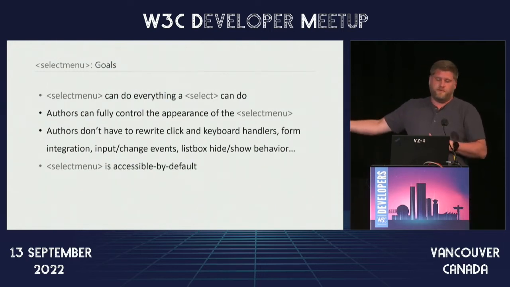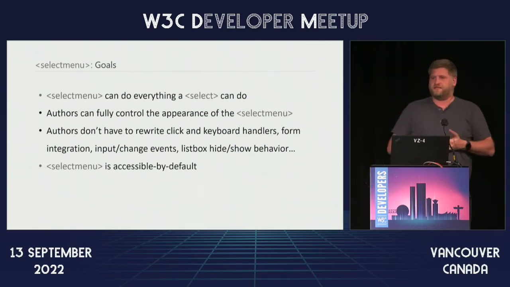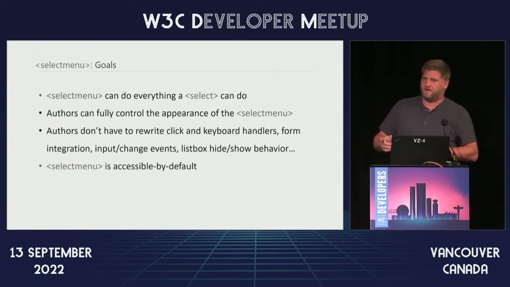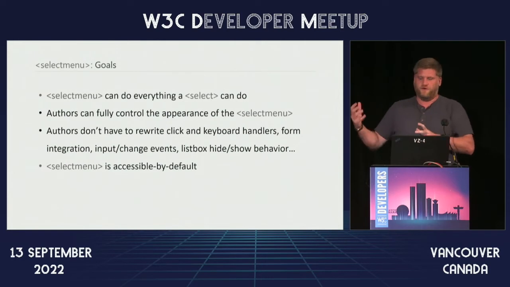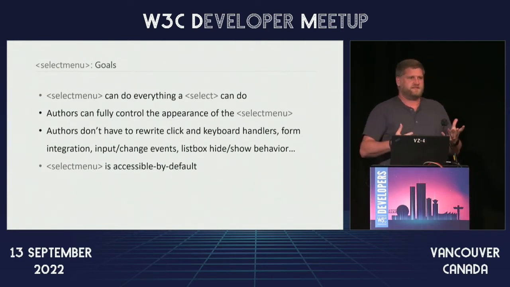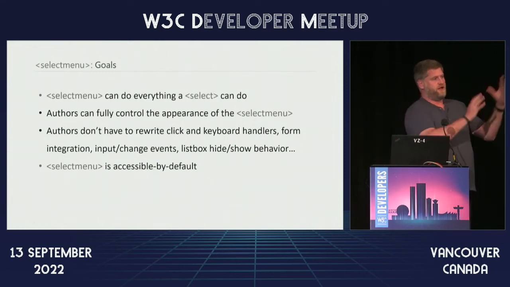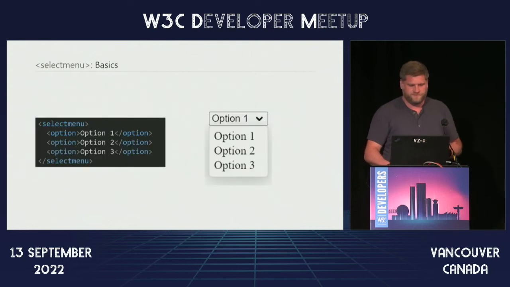So we want to make it so that they can fully control the appearance of the select menu. You don't have to rewrite all the behaviors: light dismiss, all the keyboard interactions, the up and down arrows. When you click outside of it, it dismisses. How do we handle nested scenarios, all that other stuff. And most importantly, that last piece, that it's accessible by default. We want to unlock all these capabilities, but also not offer footguns that make them inaccessible.